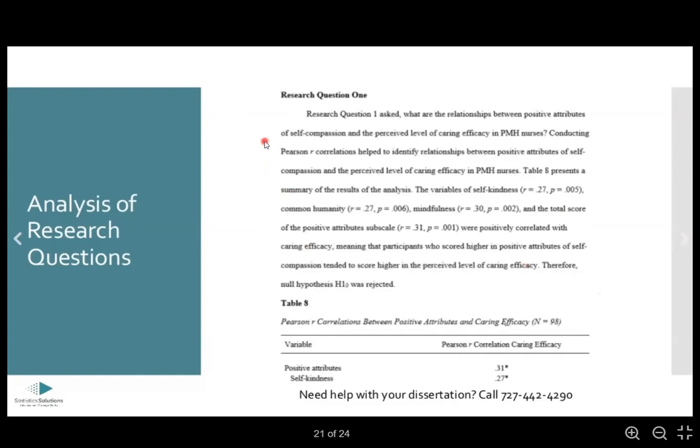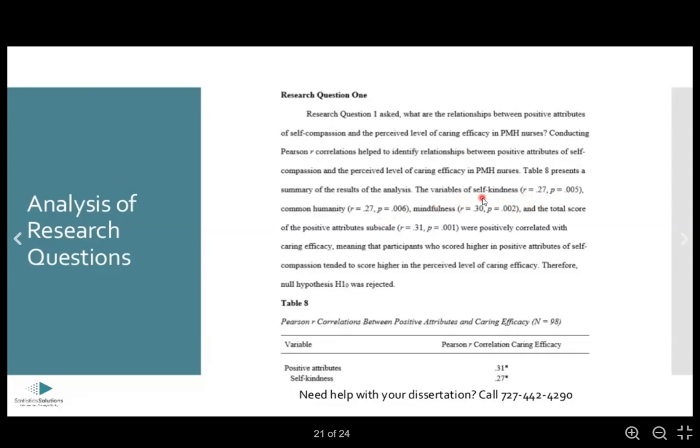Okay, so then this example is a correlation. So here we want to know what the relationship is between positive attributes of self-compassion and perceived level of caring efficacy for these nurses. So to do that, we're conducting a Pearson's correlation. Clearly see here that they are explaining what test they're using and why they're using it to identify the relationships between these two variables. And then they're going on to provide the relevant statistics. So in this case, we're giving Pearson's R and the p-value for each of the variables.